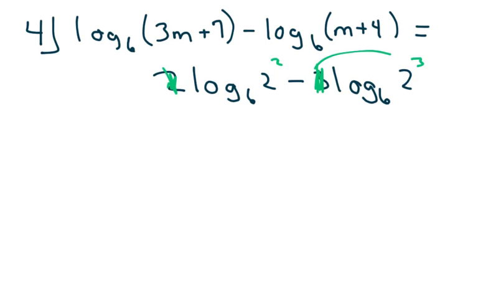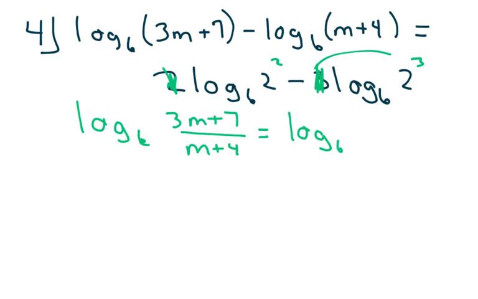Now I'm going to condense this. Log base 6 of 3m plus 7 over m plus 4 equals log base 6 of 4 over 8, which is 1/2. Since my base is the same, I'm going to go ahead and write this as 1/2.